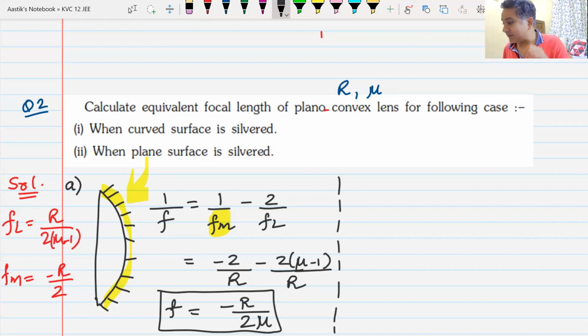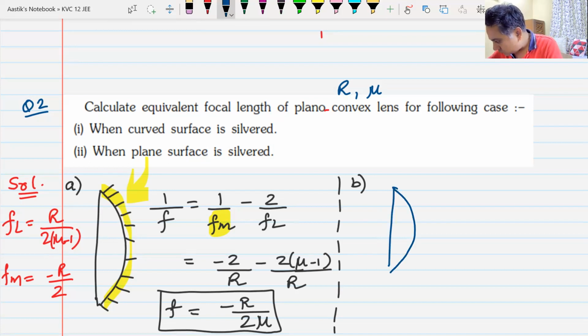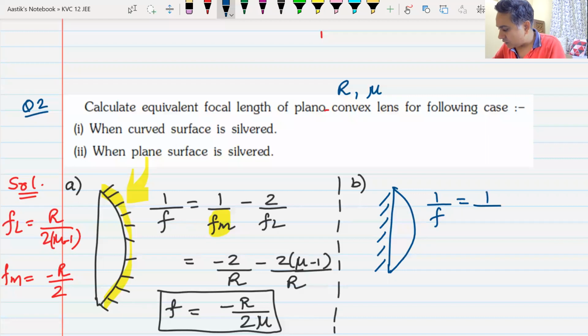Now, can you do the second part? When the plane surface is silvered. Plane surface is silvered, that means, okay, let me do it with a different color. Let me do it with the blue color. Now I have it like this, and this surface is silvered. The formula is still 1 by f is equal to 1 by fm minus 2 by fl.